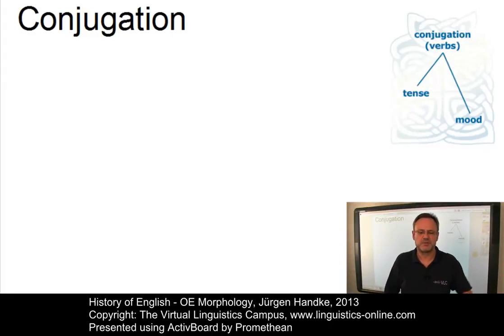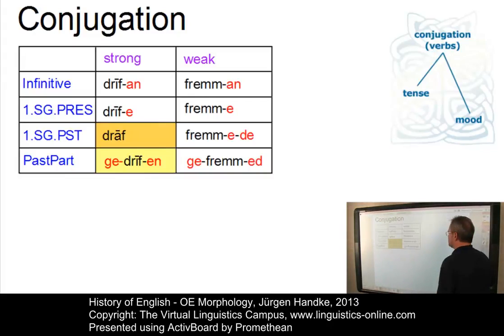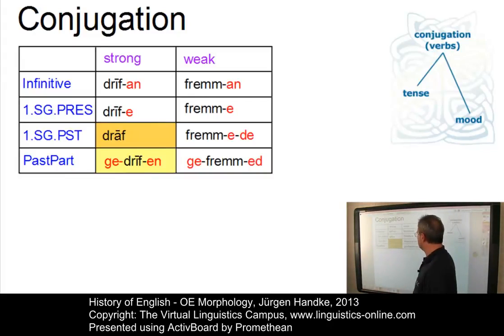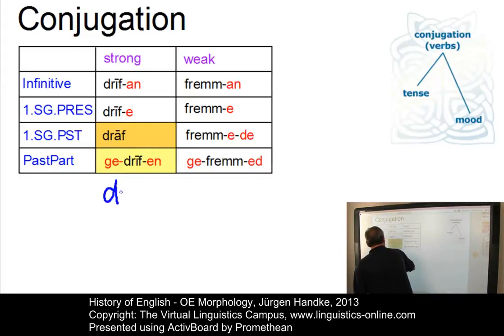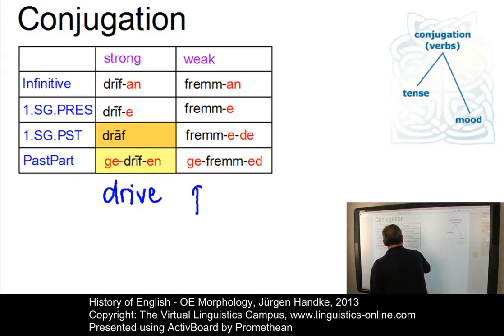Strong verbs, where the past formation was carried out via a vowel change, and weak verbs, which form the past tense through the addition of de, the so-called dental suffix. Let us look at two examples. Here the examples are, of course, present-day English drive, drīfan, and present-day English perform, fremman.